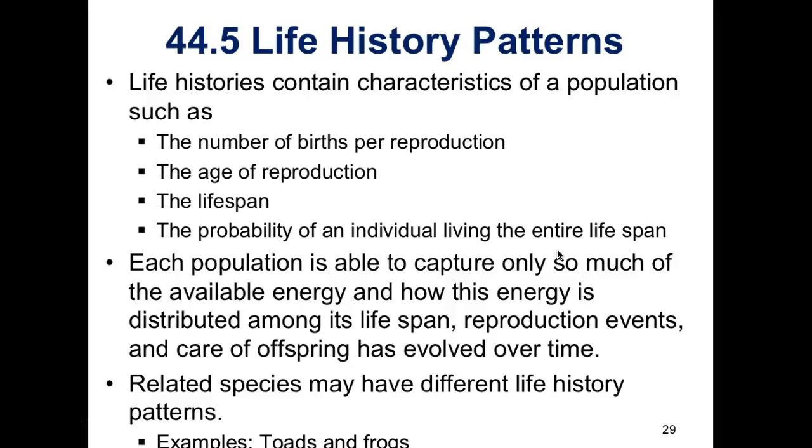Each population is able to capture only so much of the available energy, and energy is going to be distributed among its lifespan, reproductive events, and care of offspring to show how that has evolved over time. Related species may have different life history patterns. Examples, toads versus frogs.